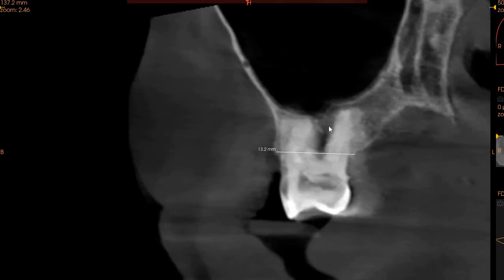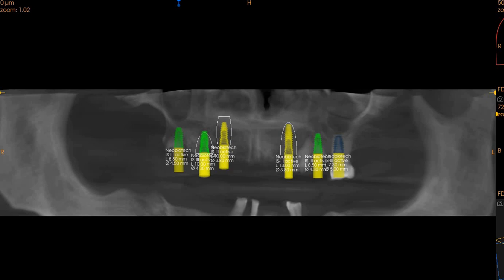If it is extracted, you've got 13 millimeters of width, but only 6 millimeters of height. So this will need an internal sinus bump or a shorter implant when it is placed. Thank you very much. And this is how the implants will look.